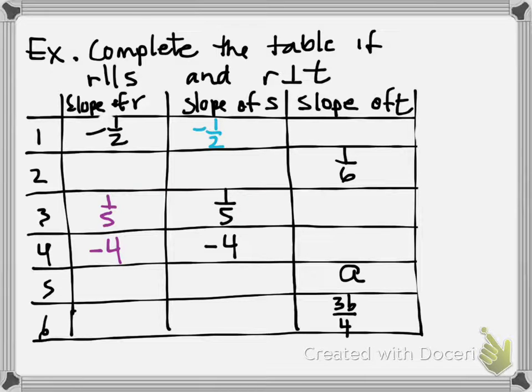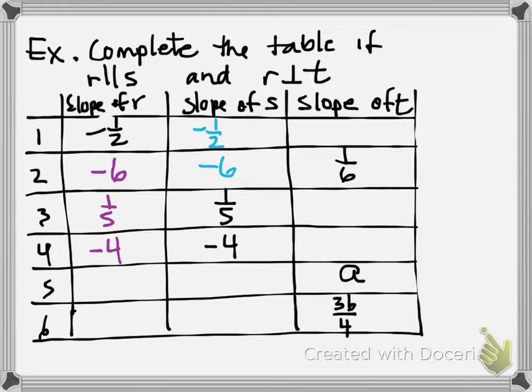Now, let's just stick with slope of R. So if R and T are perpendicular and T has a slope of 1/6, what's the slope of R in number 2? Anybody? -6. So it's the opposite reciprocal. Okay? And then once I know R, I know S. Easy. Okay?